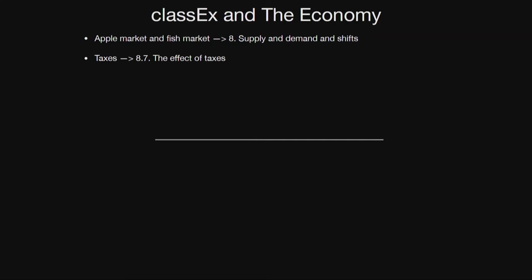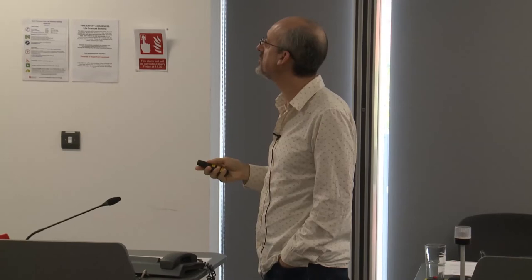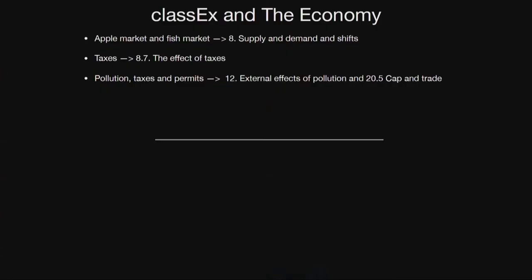So we have an experiment with taxes, which could be connected to the idea of the effect of taxes. So it's more focused, no? This experiment on taxes is more focused on the deadweight loss and inefficiencies of taxation. We have an experiment on pollution, taxes, and permits, which I think I like better. So I think this taxes experiment is a good excuse to explain another one.